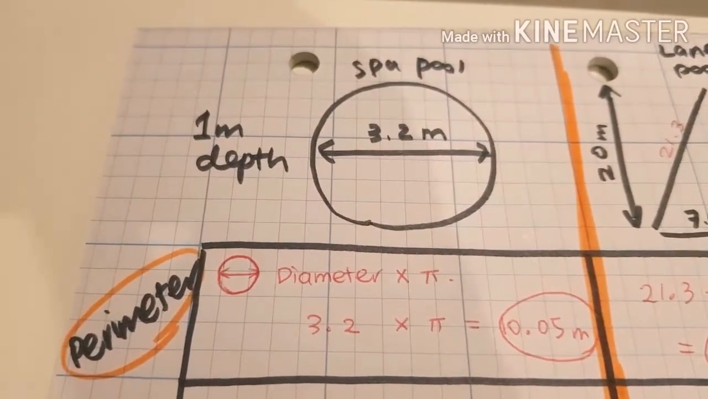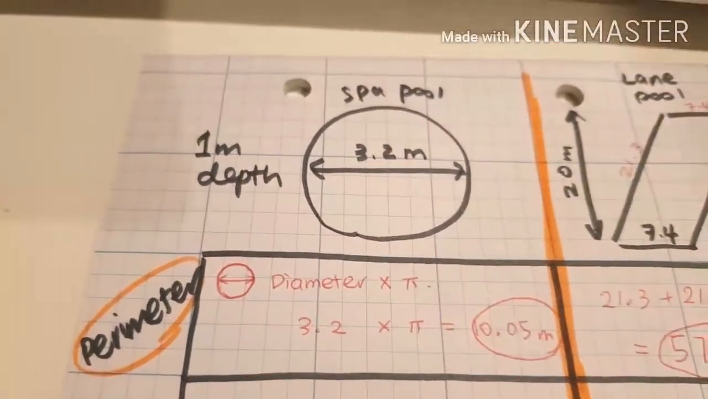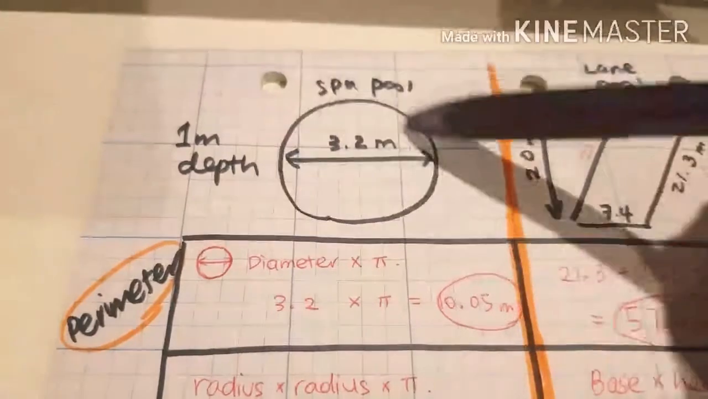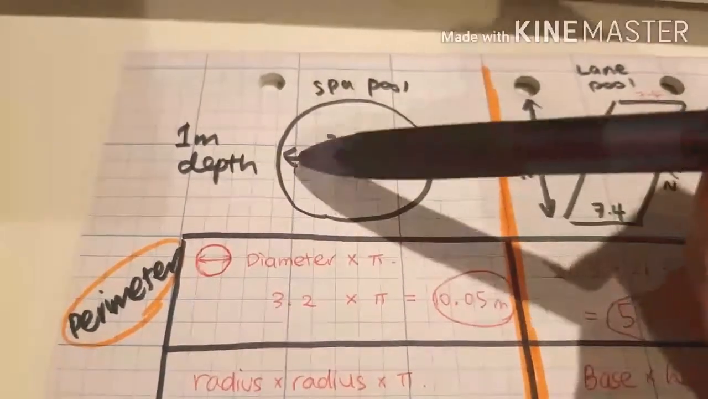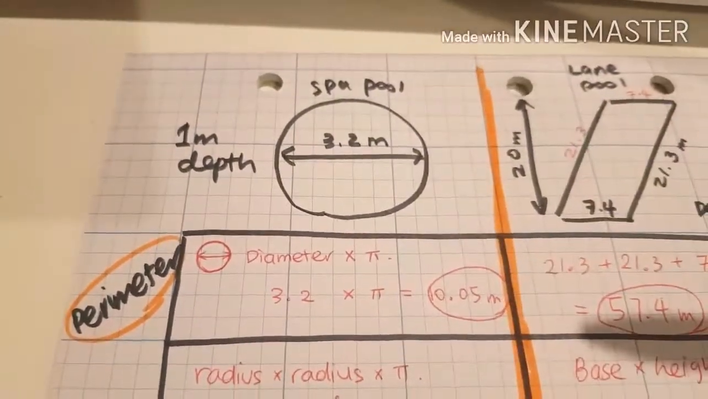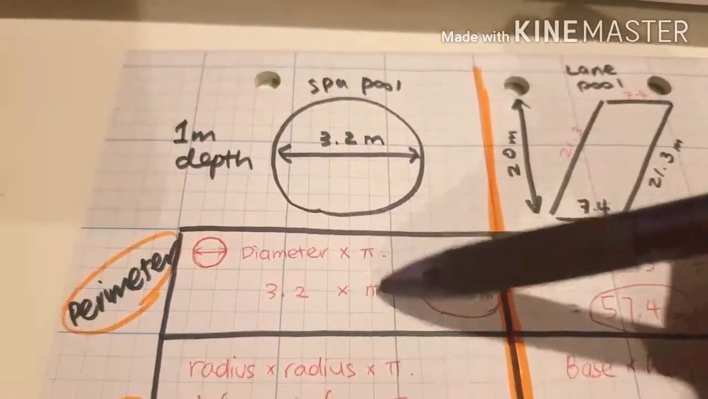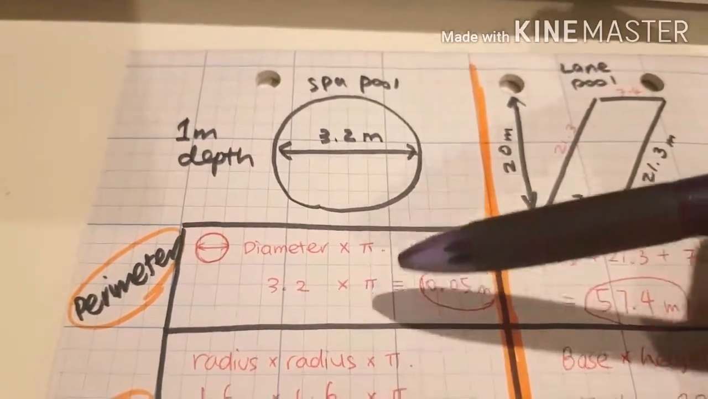So for the perimeter, we're looking at 2D. You just need to find the circumference of the pool. Diameter times pi. Diameter is 3.2 times pi. You'll get 10.05. Please use the pi button instead of 3.14, because it's going to give you a more accurate answer.